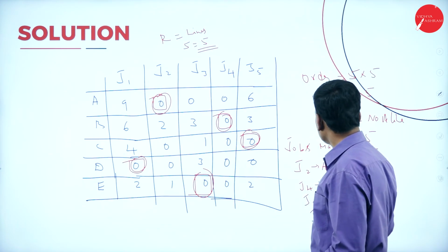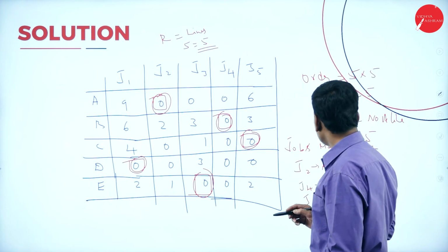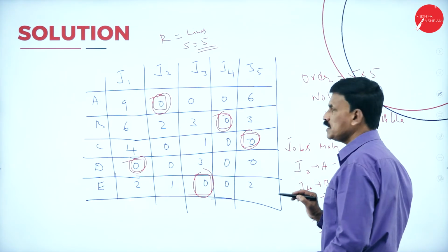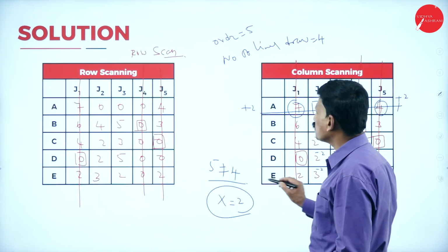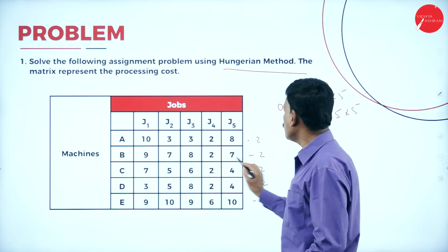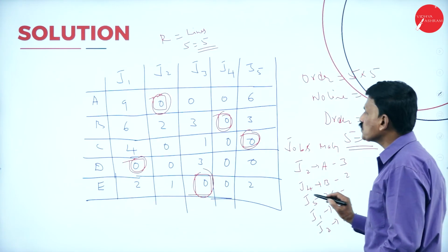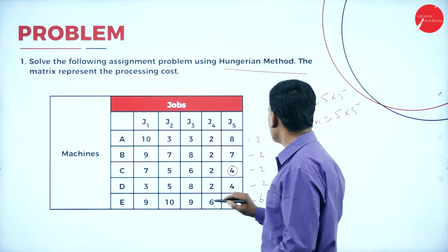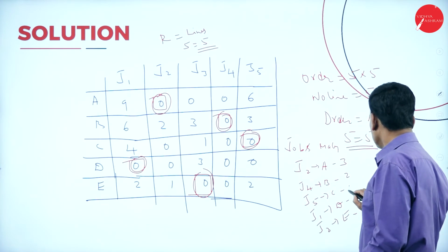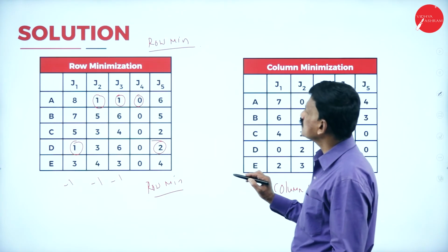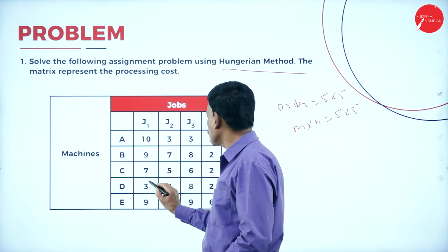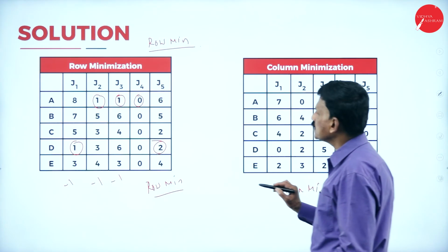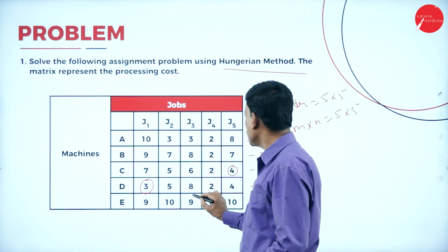Now substitute these values. What are the values we are going to get? J2 to A is nothing but 3. Okay. Next J4 to B, it is 2. Then J5 to C, it is 4. Then J1 to D, it is 3. Then J3 to E is 9.